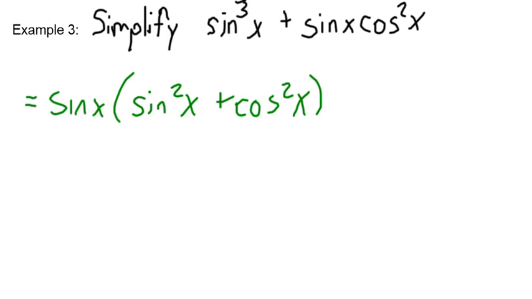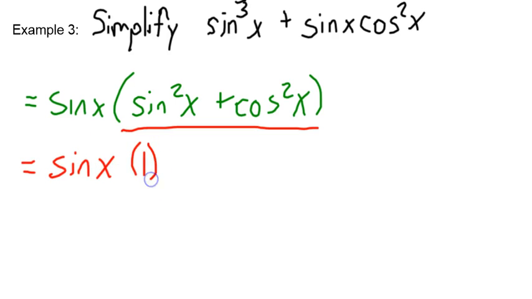Now, this is one of our Pythagorean identities. Sine squared theta plus cosine squared theta equals 1. Sine squared x plus cosine squared x is equal to 1. So this simplifies down to sine x times 1, which is just sine x. So that really complicated expression we started with simplifies down using trig identities all the way to just sine of x.